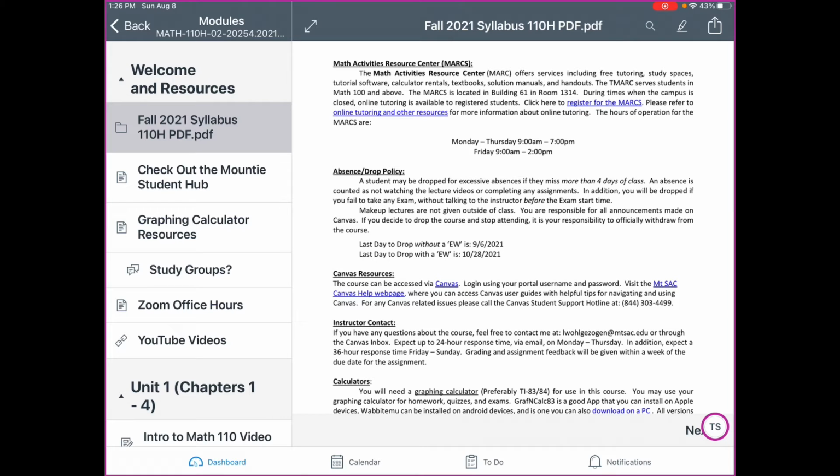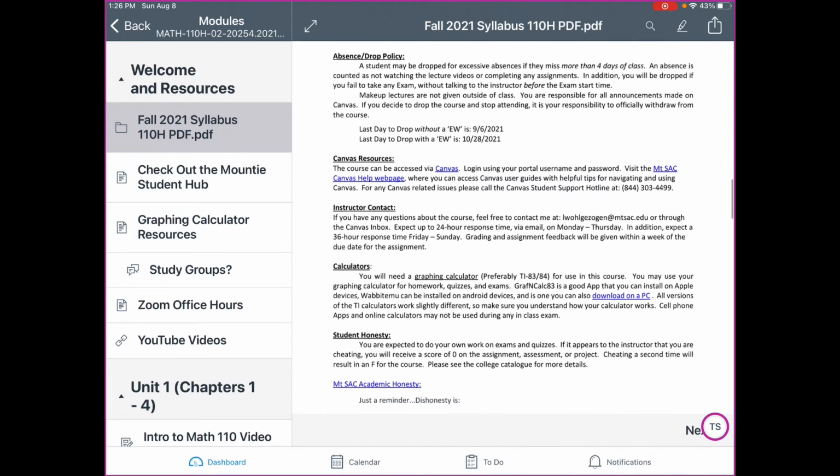Listed below this is information about our marks, and this is a free tutoring service that is offered on campus, and they're also probably going to be offering it online too. So the information there is listed.